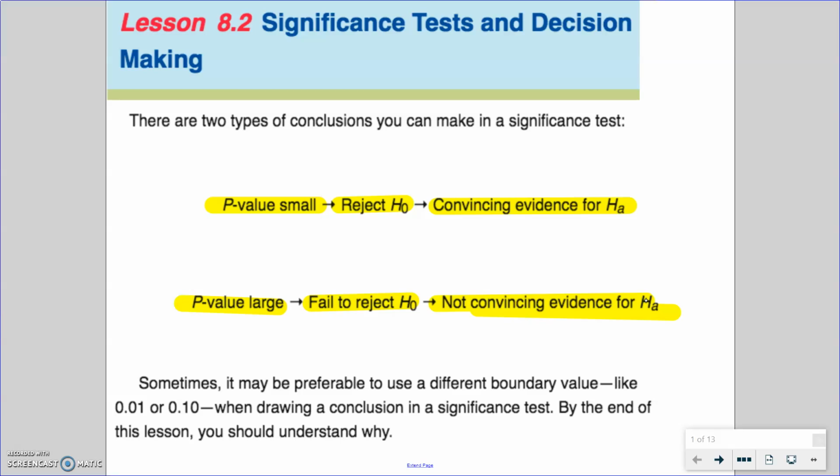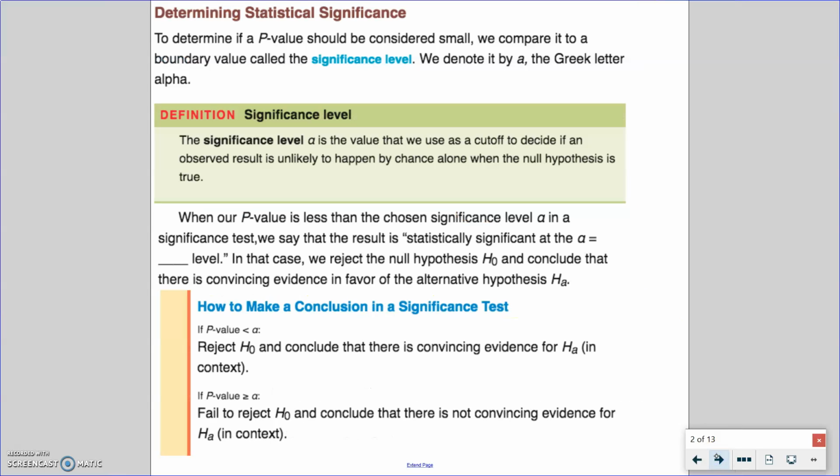So sometimes it may be preferable to use a different boundary line, like 0.01 or 0.10 when drawing a conclusion. So when I say the p-value is small versus large, what is the cutoff factor? Is it a probability of 1%, 5%, 10%? By the end of this lesson, we're going to talk about the different percentages and why one might be used over the other.